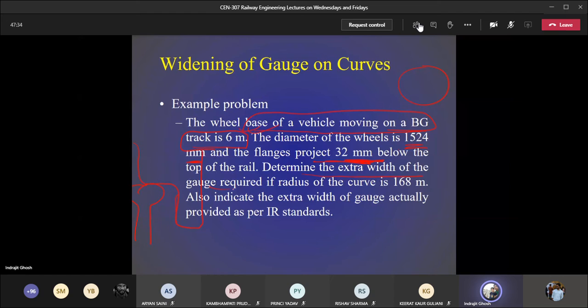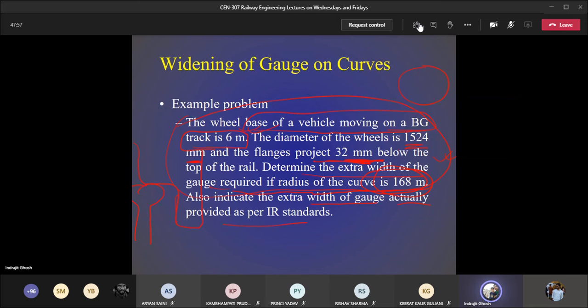Determine the extra width of the gauge required if the radius of the curve is 160 meter. Okay, so this is a comparatively sharp curve. Also indicate the extra width actually provided as per IR standard. So this is from one of the competitive exams. So you have to come up with the values by doing the numerical.